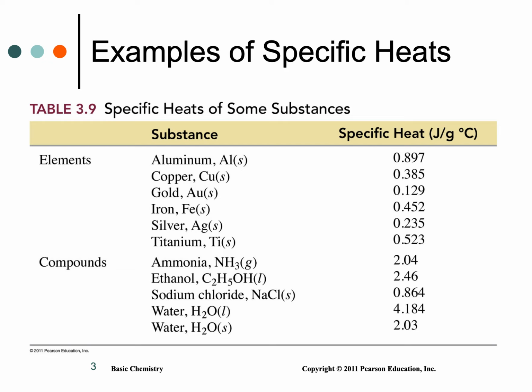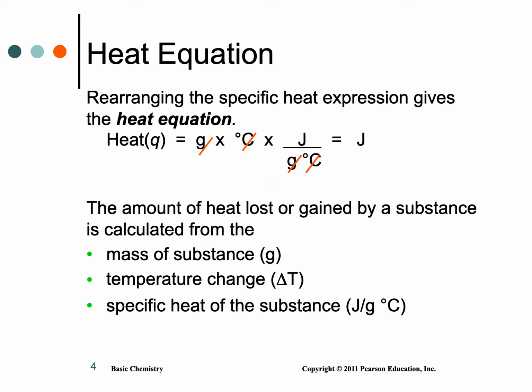So rubbing alcohol from the medicine cabinet is not going to have 1 calorie per gram. It's going to have a different amount. Okay, so it's actually more, 2.46 joules per gram rather than 4.184. So that's like half as much heat capacity in alcohol as in water, but yet it looks the same when you look at it.